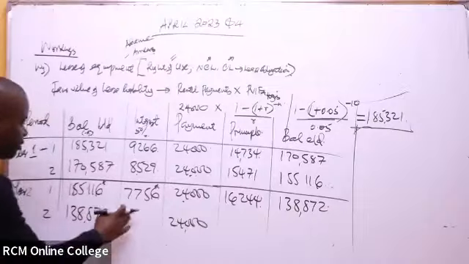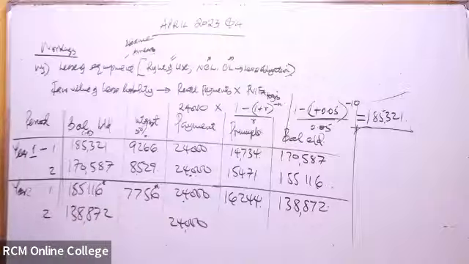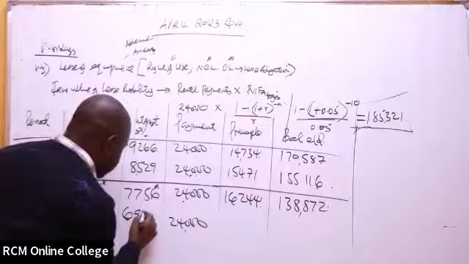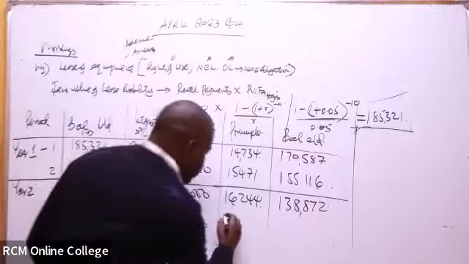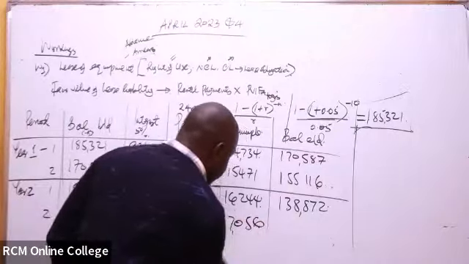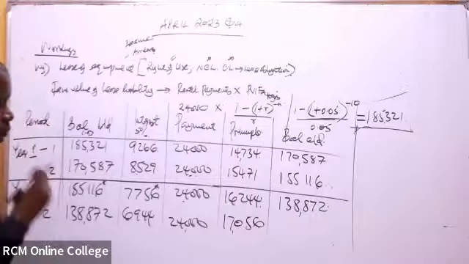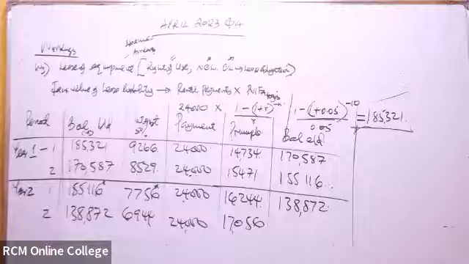So then we bring it here, 138,872. The cycle continues, 5% of it, you get 6,944. The principal amount, what is the principal amount? 17,056. Then the balance carried down, after you minus, is 121,816.